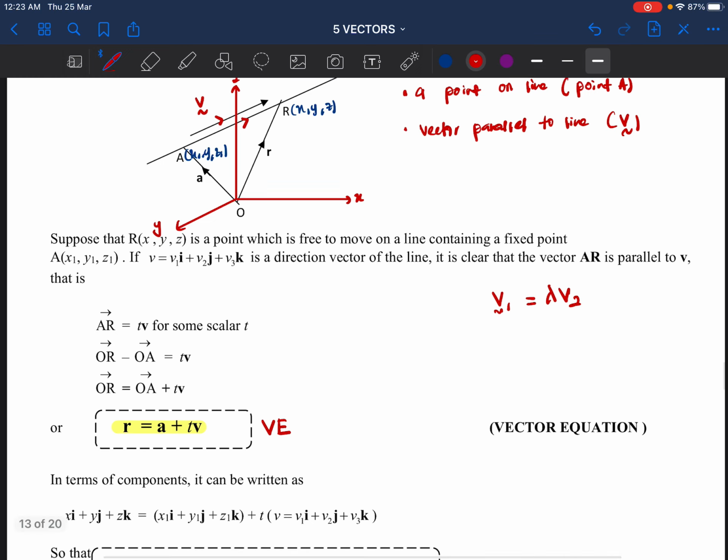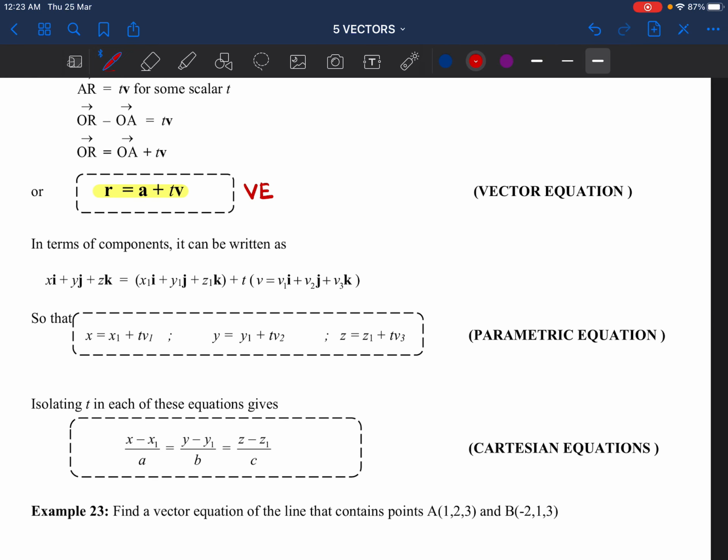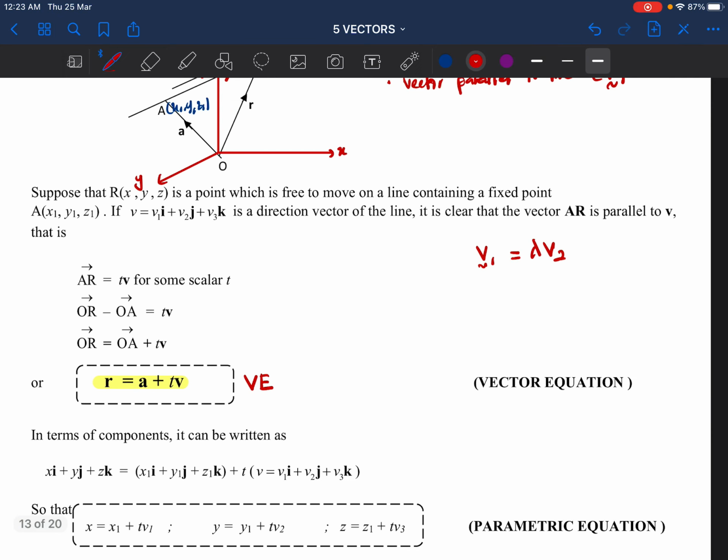Okay, so the second one in terms of component, it can be written as, kalau kamu tengok kita tahu R kita ialah xi plus yj plus zk. A kita ialah x1 i plus y1 j plus z1 k. V kita tadi kita cakap V1. Ini salah. So V kita is equals to V1I plus V2J plus V3K.